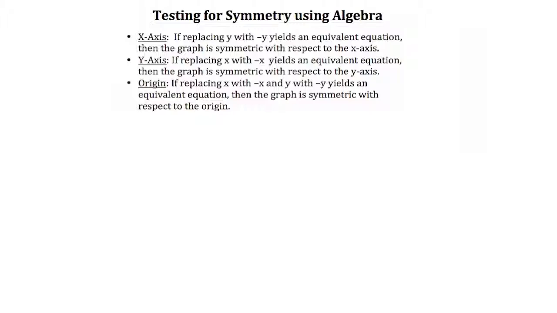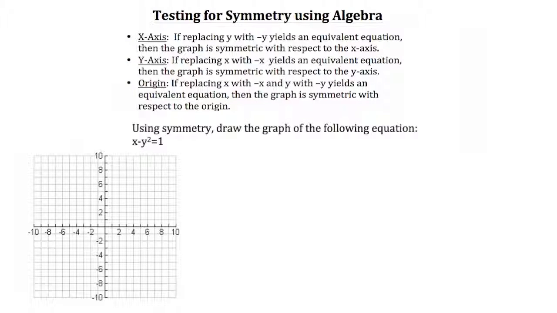In addition to graphing, we can also test for symmetry using algebra. With regard to the x-axis, if replacing y with negative y yields an equivalent equation, then the graph is symmetric with respect to the x-axis. With regard to the y-axis, if replacing x with negative x yields an equivalent equation, then the graph is symmetric with respect to the y-axis. And lastly, regarding the origin, if replacing x with negative x and y with negative y yields an equivalent equation, then the graph is symmetric with respect to the origin. Let's go ahead and see how we can test for symmetry using algebra in the next example.